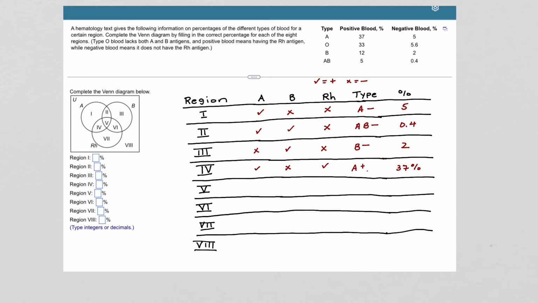And now let's take a look at section 5. Now this is the center. That means I'm inside all 3 circles. So this person would have AB positive. So it has all three of the antigens, and that is 5%. So fairly unusual, not very common.